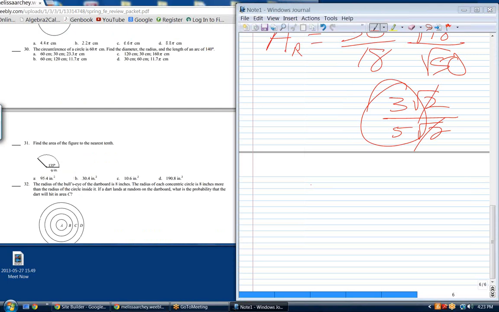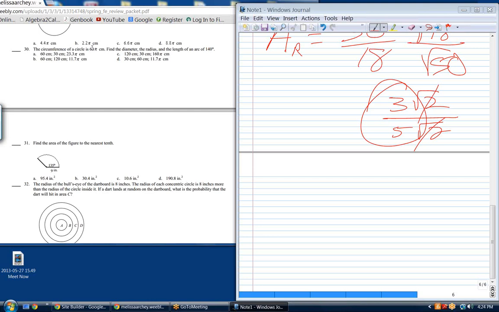Notice that when you're talking about circles, they can give you any one thing, and you have the ability to calculate everything else. In other words, if they give you the area, you can figure out the radius, and with the radius, you can calculate anything you want. If they give you the circumference, you can calculate the radius. If they give you the diameter, you can calculate the radius.